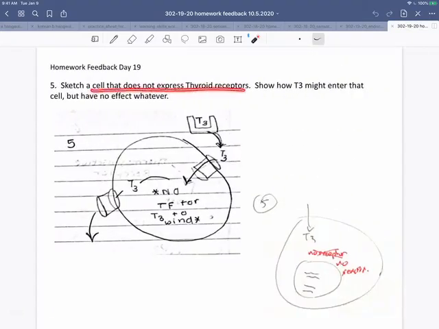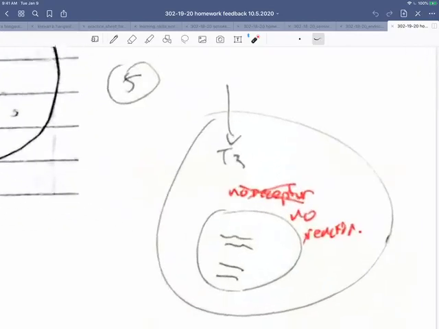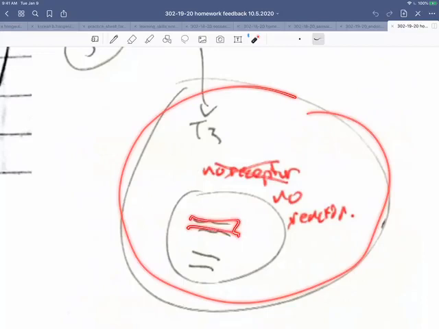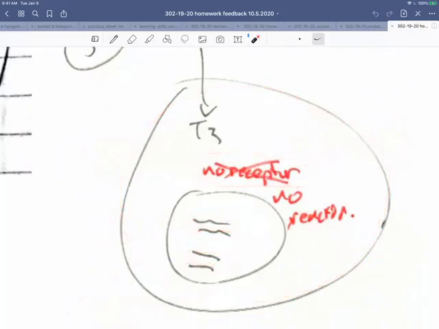Finally, 5, I wanted a cell that does not express thyroid hormone receptors and how T3 might enter that cell but have no effect. So here's our transporter moving T3 into the cell, but there are no transcription factors expressed here, and so T3 would just be in here for a while and would go back out a transporter. And here's another example just showing, here's the 4 genes we were talking about before. So the enhancer binding sites and repressor binding sites are there, but there's no receptor expressed in this cell. So there's going to be no transcription, no effect.